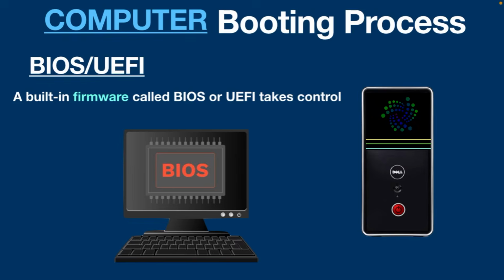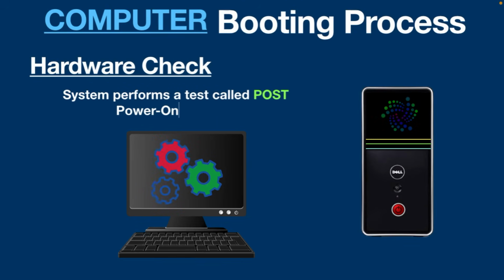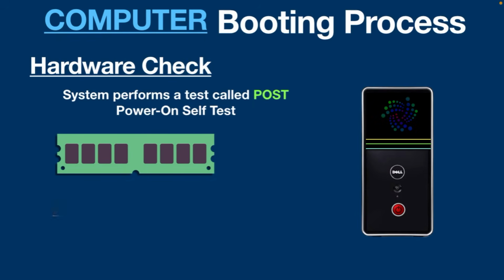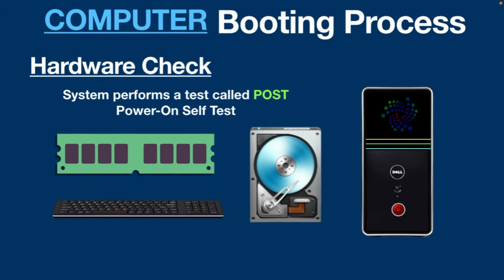Step 3. Hardware checking. The system performs a test called POST, power-on self-test. It checks RAM, keyboard, storage devices and other hardware. If something is wrong, your computer may show an error or beep sound.